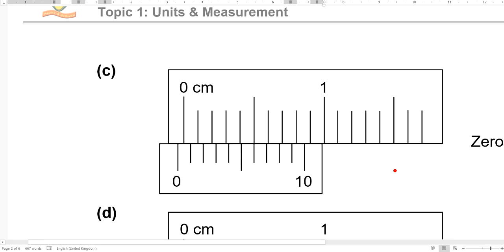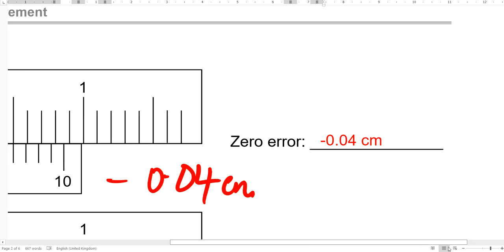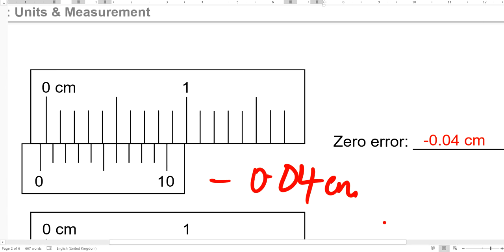So how much is it? Should I be reading it as usual? No, you're right. How should I read a negative zero error? It should be from the back. I count from the back where they coincide. 1, 2, 3, 4. So this is negative 0.04 cm. Negative 0.04 cm. And I'm sure you can do the next one yourself.